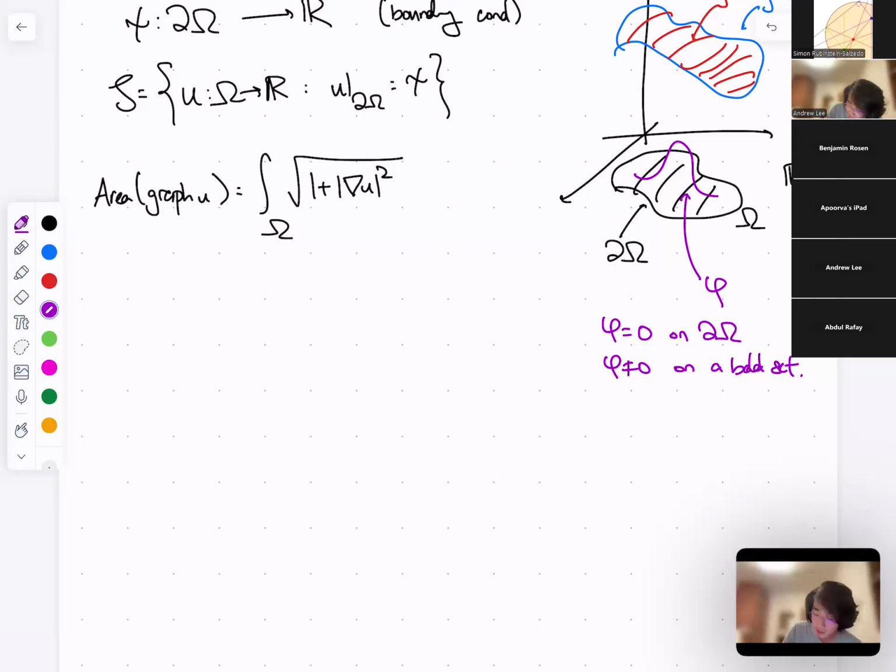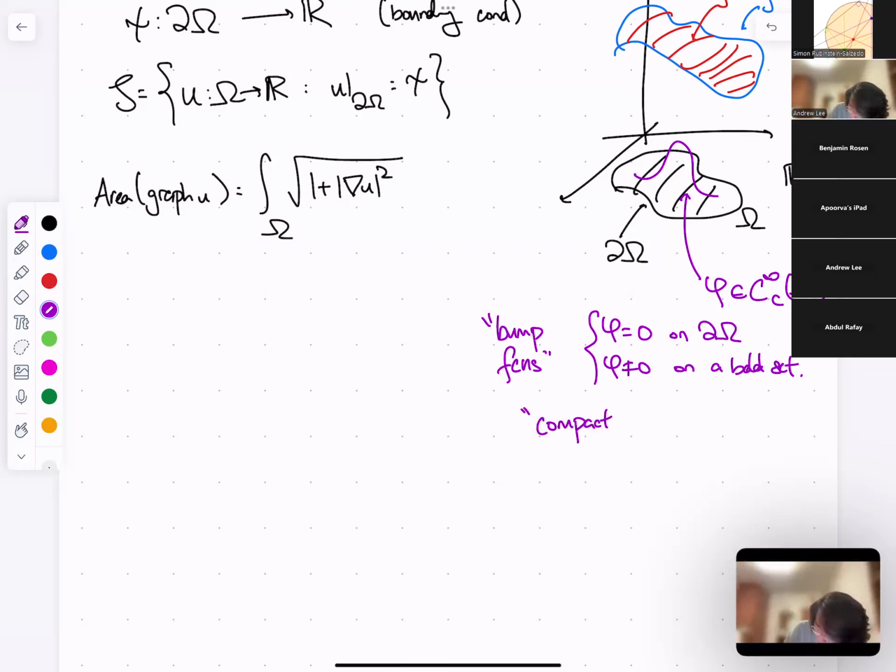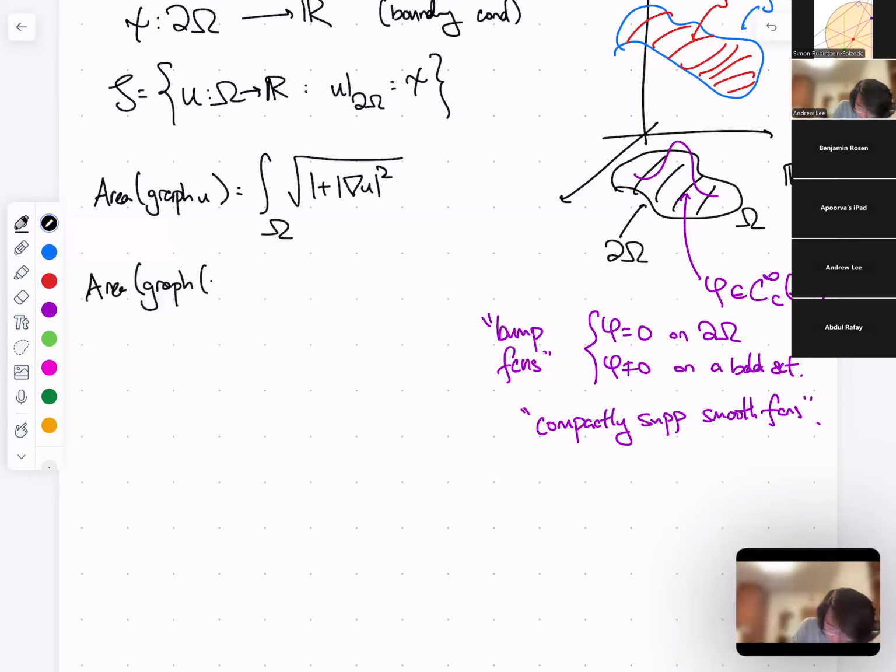I'm going to denote this with the notation C infinity c of omega. They're called compactly supported smooth functions. If that makes no sense, you can just take this as notation. So, okay, if I have one of these phi, then notice that the area of the graph of u plus t phi, I can think of as a single variable function in t, and so I can differentiate it.